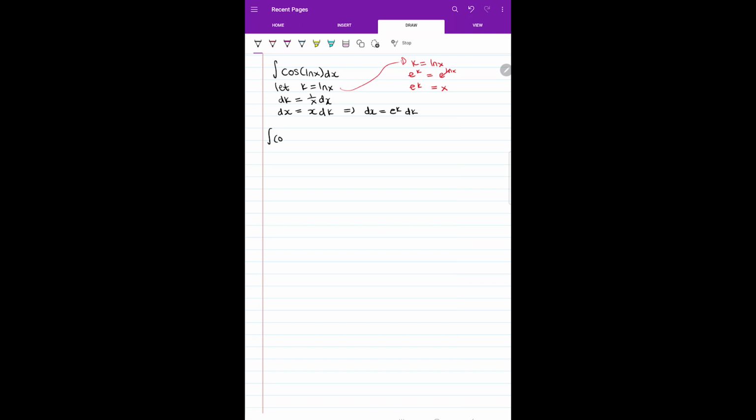So the integral of cosine ln x dx is going to be equal to what? It's going to be equal to the integral of cosine k e to the k dk. And now we are ready for integration by parts.